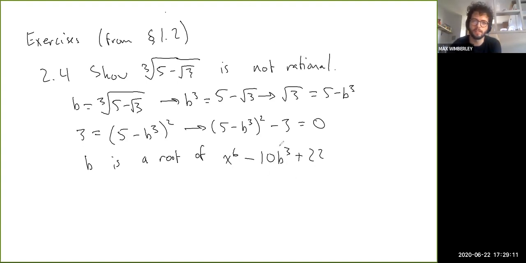Sorry, dang it, this is an x. Okay, this is an x. Okay, anyway, so we have a polynomial here, 6th degree. So we know that b is a root of this polynomial, right? So now the key is to use the rational zeros theorem.